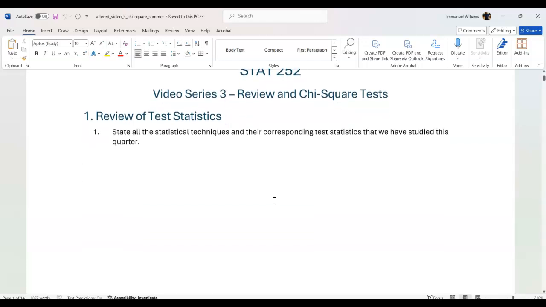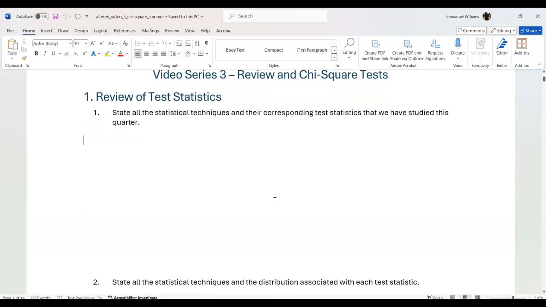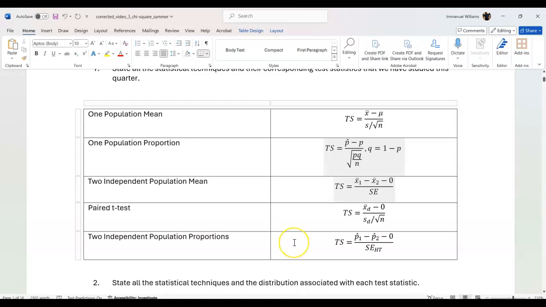Okay. So state all the statistical techniques and the distribution associated with each technique. In the videos, we drew a vertical line and shaded the area underneath the curve for at least 3 of those techniques. So in terms of stating the statistical distribution, one population mean can be either the T or the Z. One population proportion is going to be the Z.